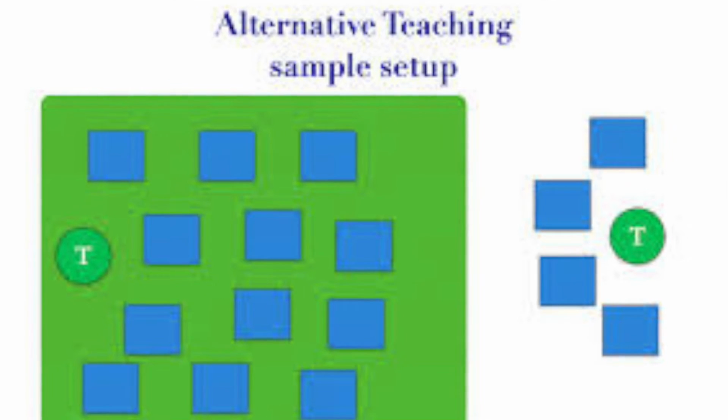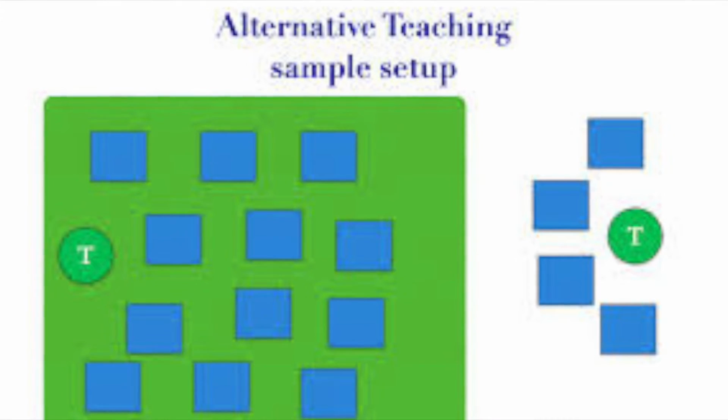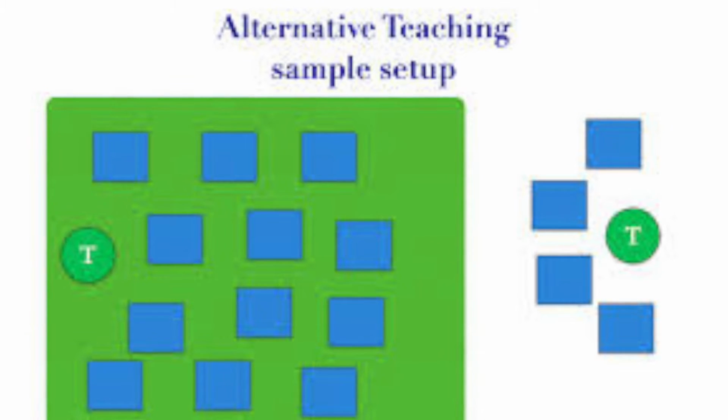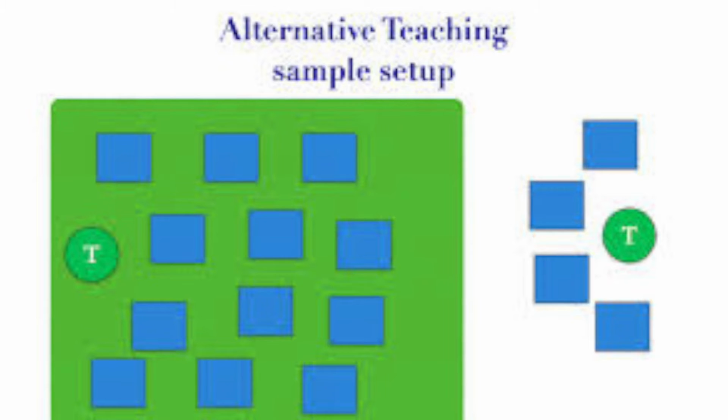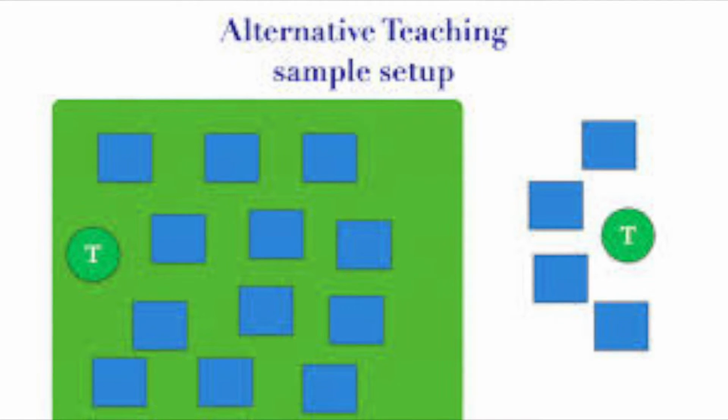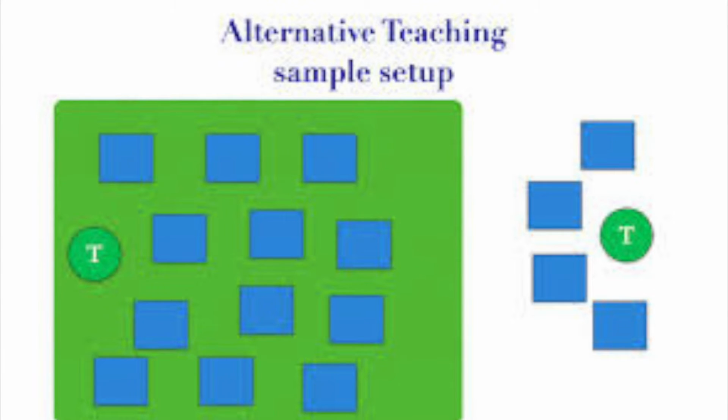You want to switch between who teaches the students that need extra help and who teaches the students that are accelerating. This could work for any content in any setting. You just need to find an area in the classroom where you could take 4 or 5 students that are having a hard time and work with them.